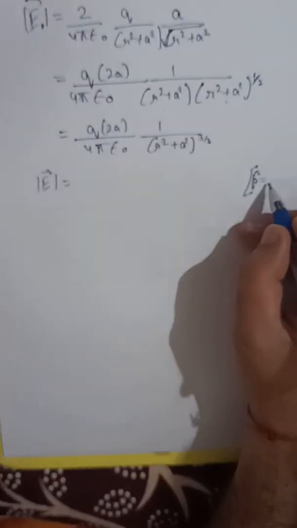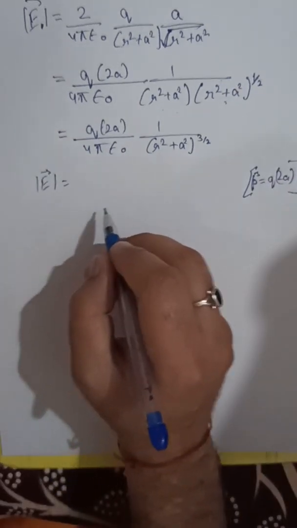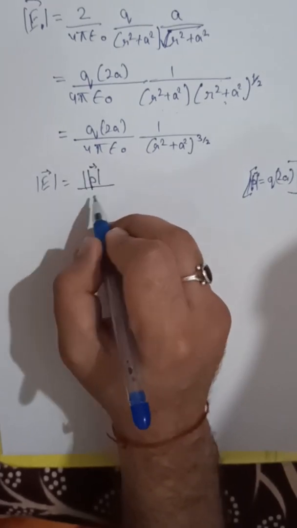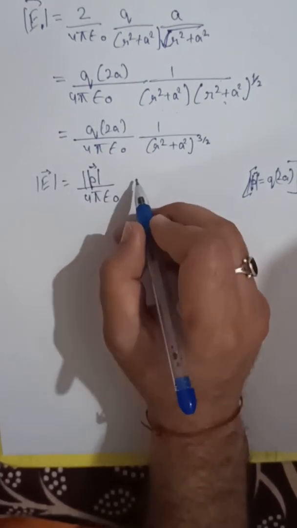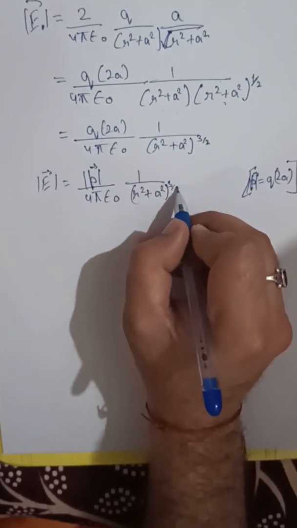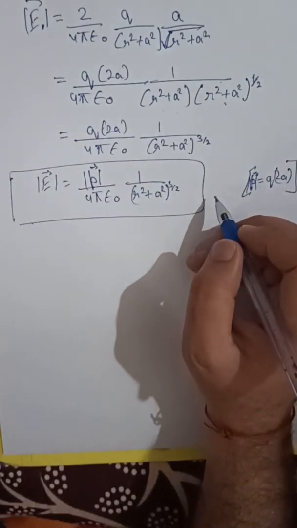So E will come out to be, as P is equal to Q into twice of A, we get P upon 4 pi epsilon naught 1 upon (R square plus A square) to the power 3 by 2. This is the electric field intensity for an equatorial line.